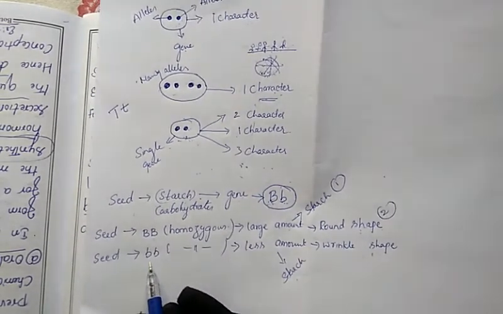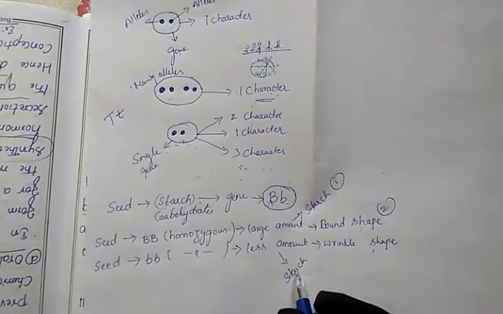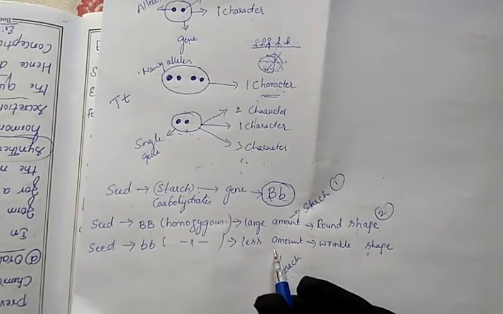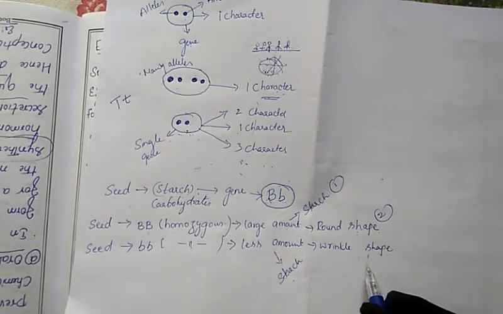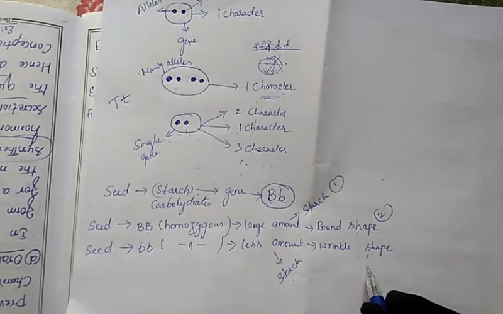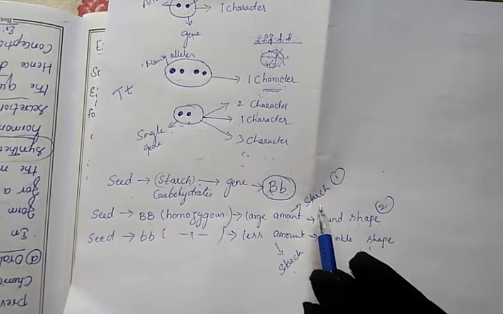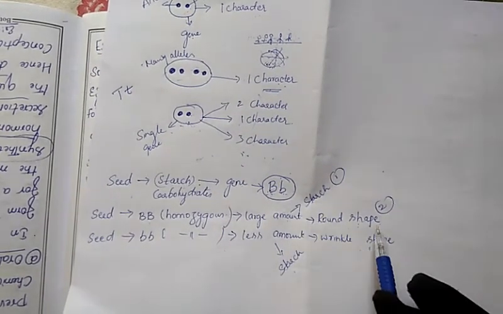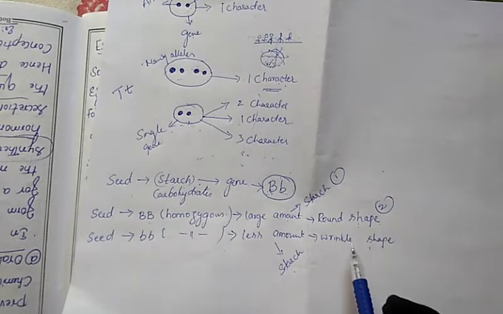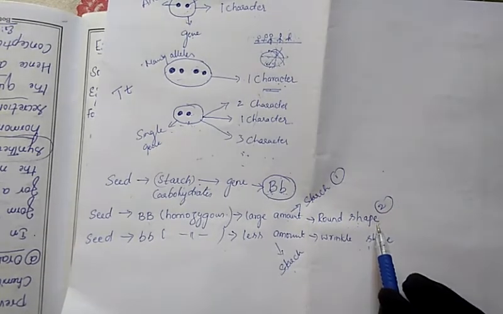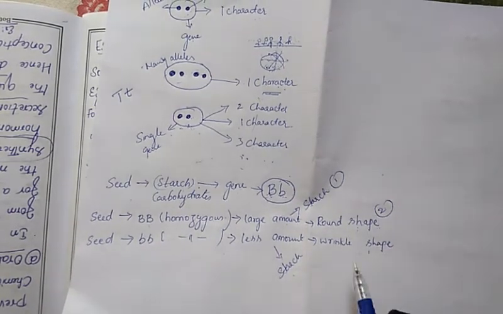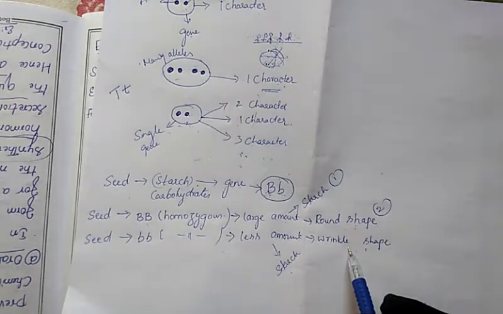And the seeds which have this other type of gene will have a less amount of starch, and the seeds will also be wrinkled in shape. So like that, one gene is holding two different characters: synthesis of starch, and the shape of the seeds, round or wrinkled. They are dominant in condition, so the round shape comes. Here they are recessive in condition, so the wrinkled shape appears.